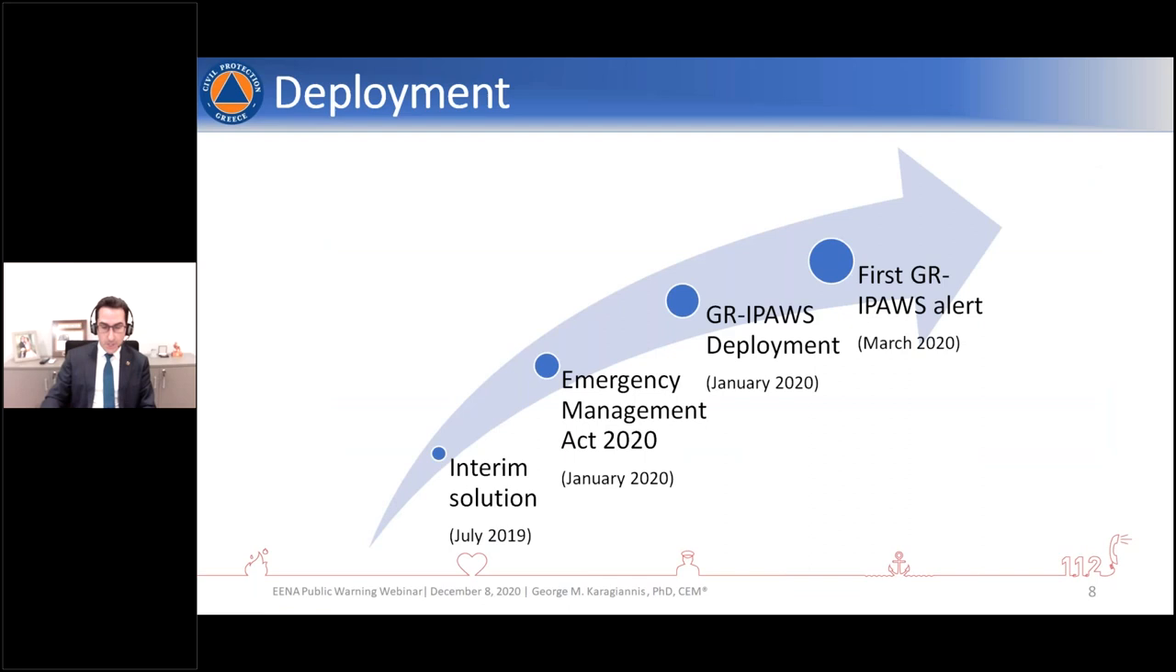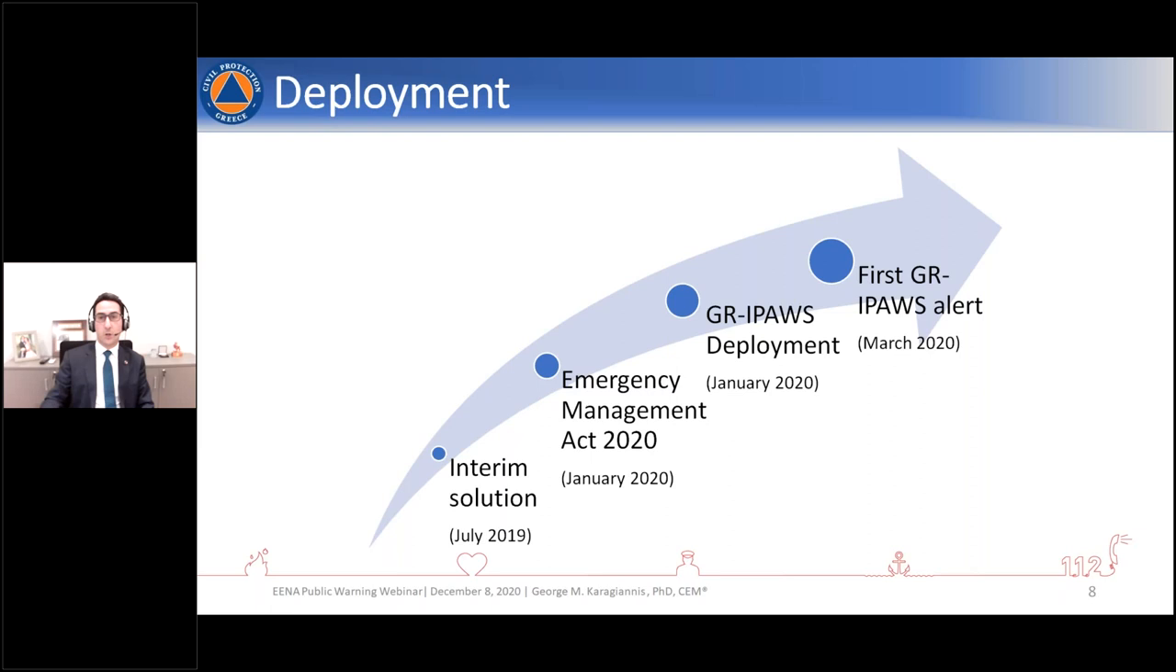GRI PAWS was deployed progressively in the second semester of 2019. An interim solution was developed to establish a minimum capability while GRI PAWS was deployed. The system was deployed in January and was used for the first time in March 2020 to send a nationwide alert providing protective action guidance for COVID-19.